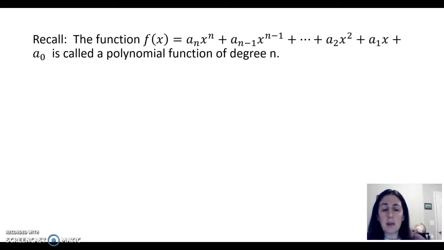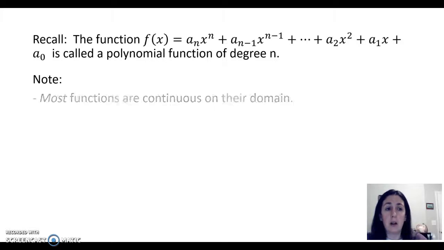Now, something we talked about a while ago: if function f of x equals a_n x to the n plus a_(n-1) x to the n minus 1, and so on and so forth, it's called a polynomial function of degree n. Here's a very important little note for you, and you need to reserve this somewhere and be able to recall this information.